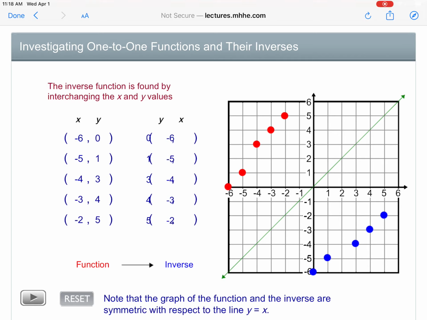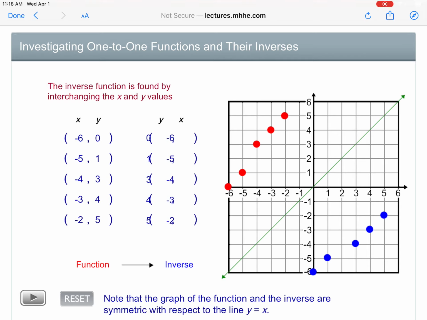So hopefully this second example kind of shows you what they mean by symmetric with respect to the line y equals x. But using what we just watched together, let's go back and work with some functions that may be one-to-one, and may not be one-to-one. So let me go over here, okay? Let's go back to the notes.